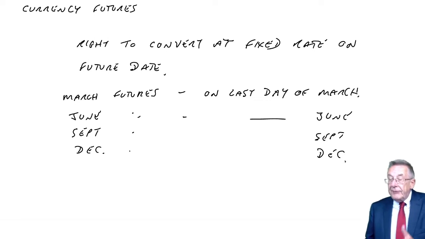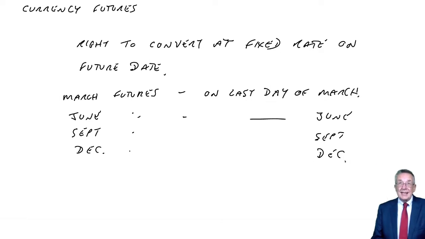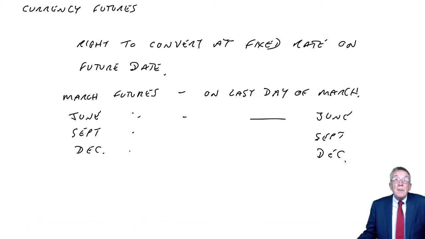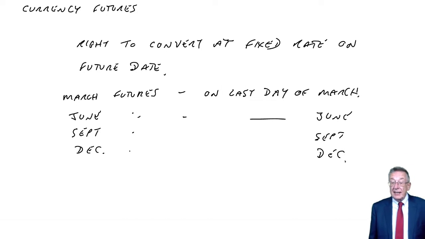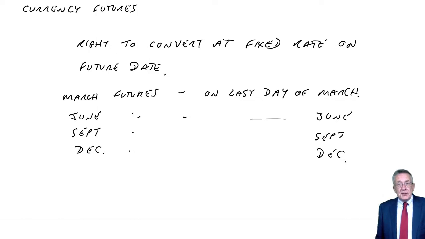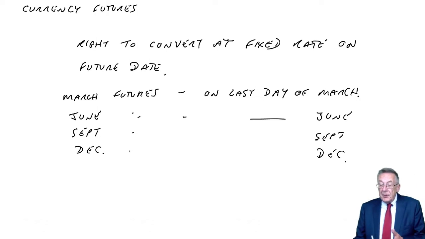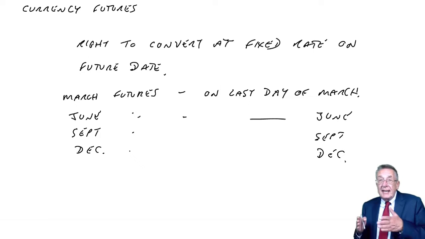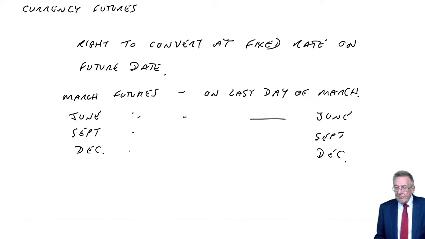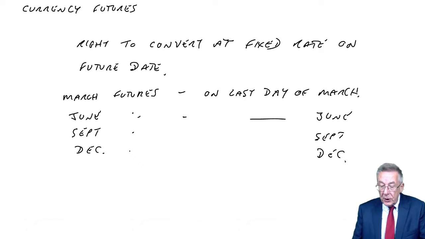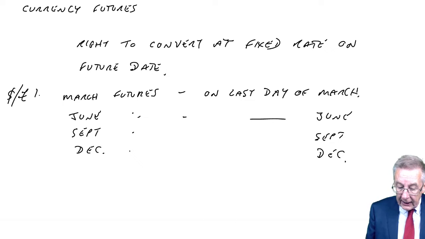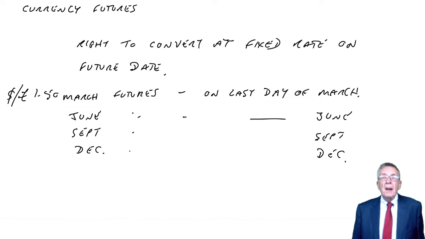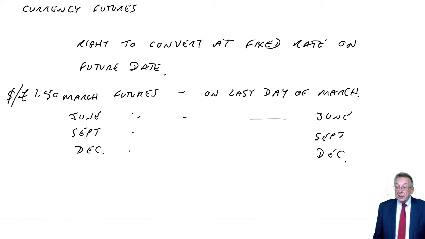Fine, if you knew you were going to need to convert on the last day of March, a March future would effectively be very much like a forward contract. But because they're so restrictive, very few people actually use them to actually convert money. These futures are traded, and they'll quote rates. A March future, if it's dollars, pounds, maybe quoted at $1.50 or something. Well, that would give you the right to convert at the end of March at $1.50.